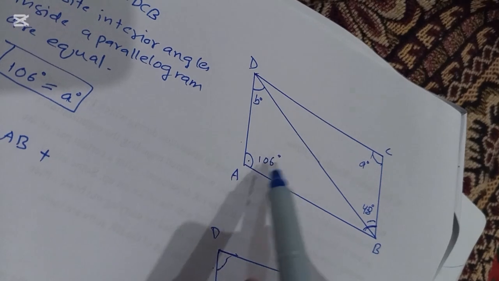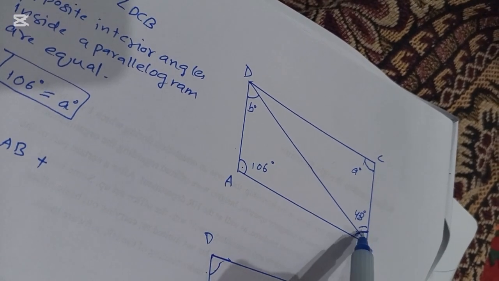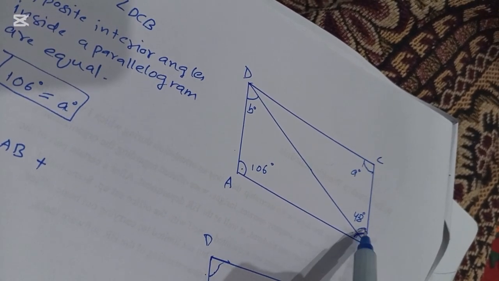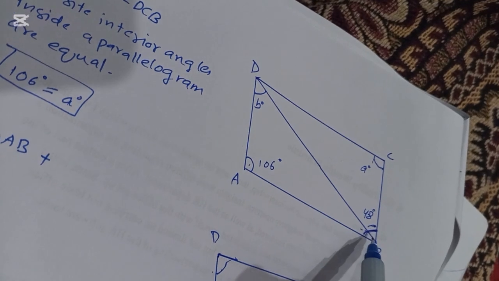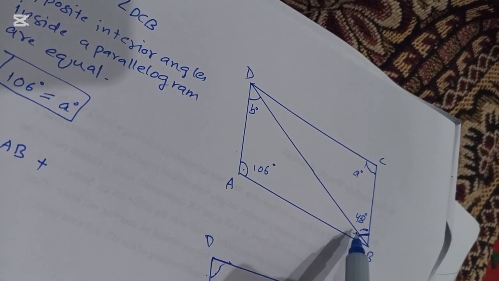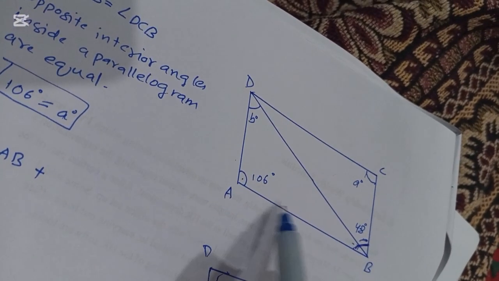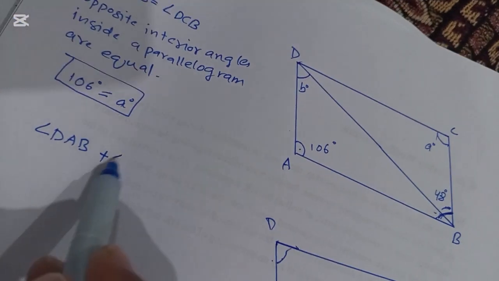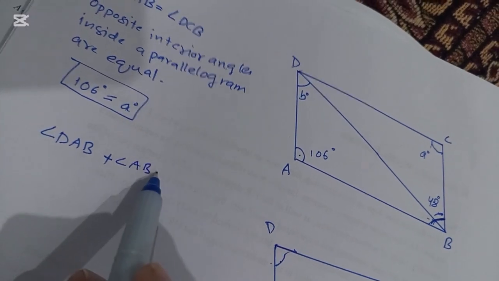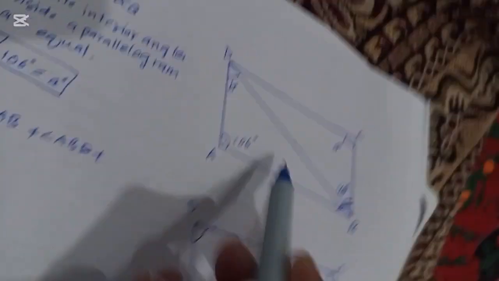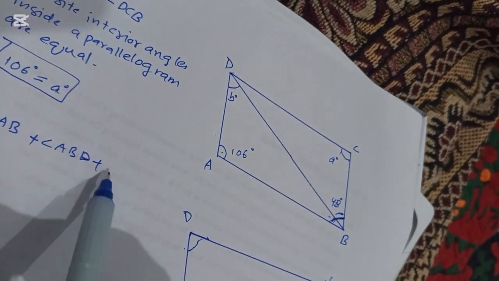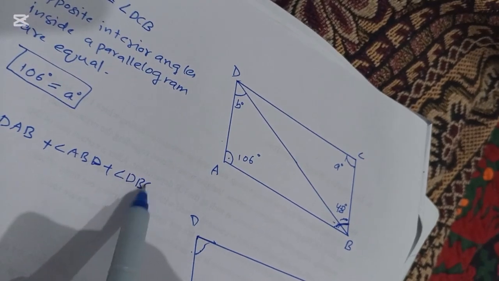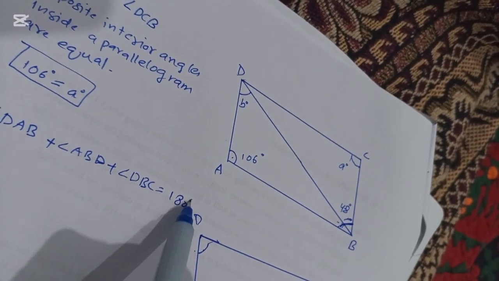So exactly. This whole angle has been divided in two parts. I'll mention the two parts separately. Either I mention the whole or its parts, it will be the same thing, right? So I'll mention its parts. So I have written angle DAB plus angle ABD plus angle DBC equals 180 degree, right?